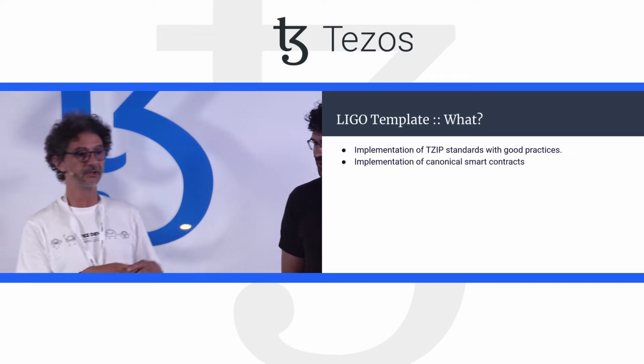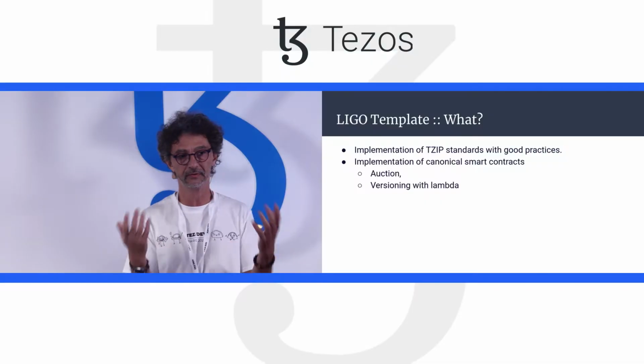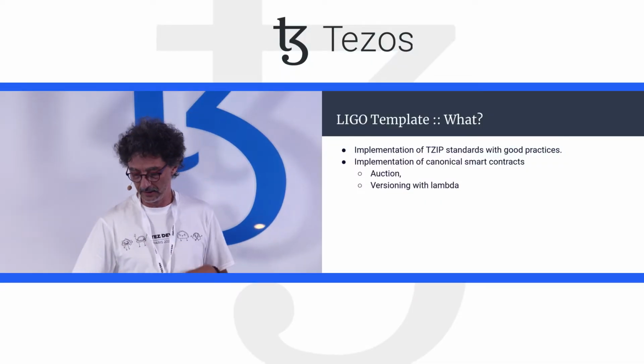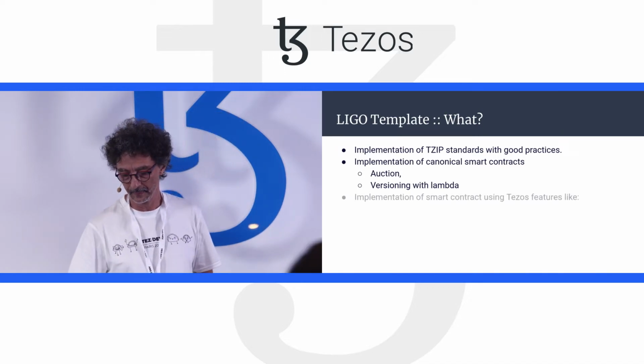The second one is to take canonical smart contracts and try to implement them. For example, we have an auction and versioning with Lambda, but we have many more contracts related to these canonical smart contracts. And you know that this field is still evolving and we're trying to find new canonical ones. So once we find a new one, we're going to bring it to the community.